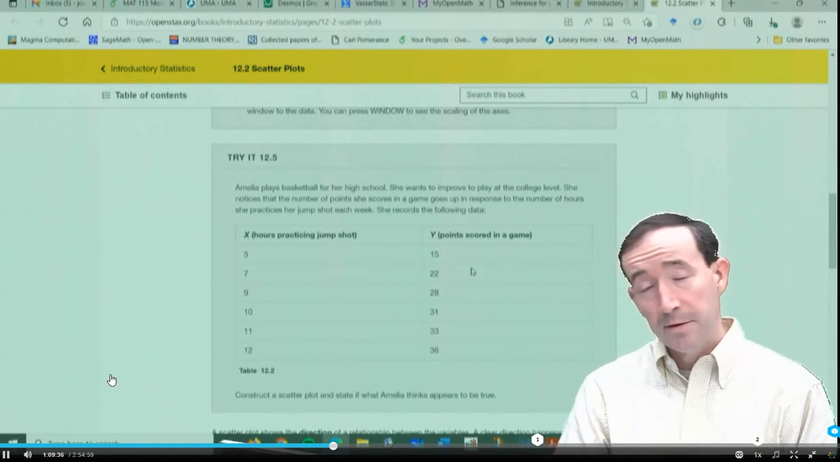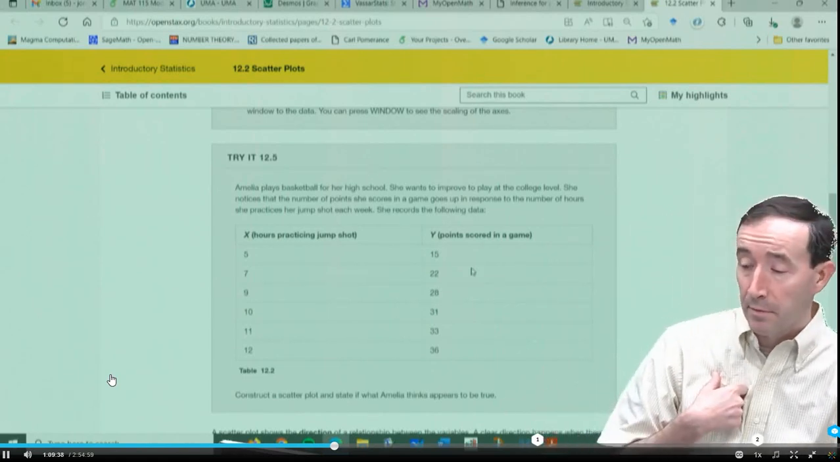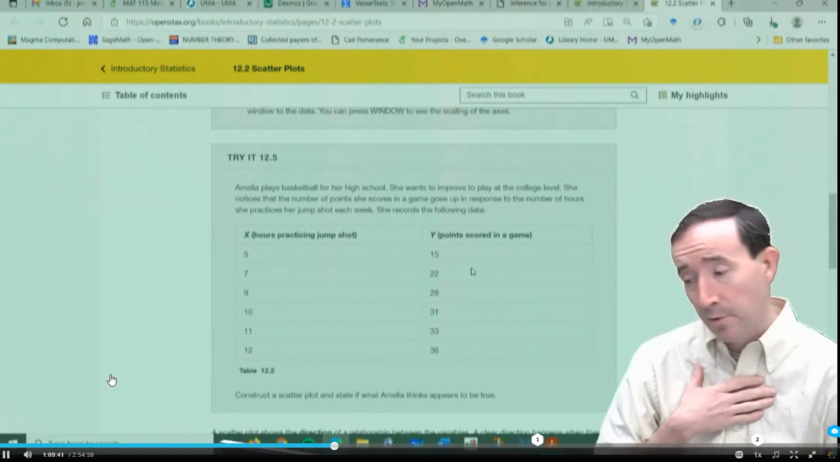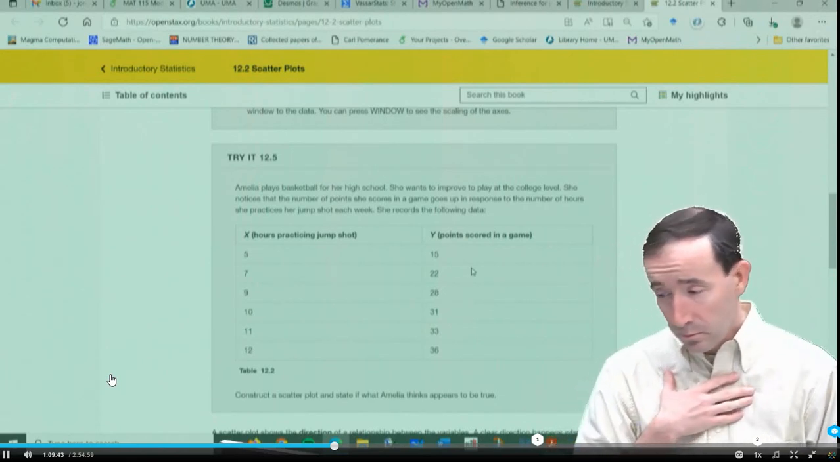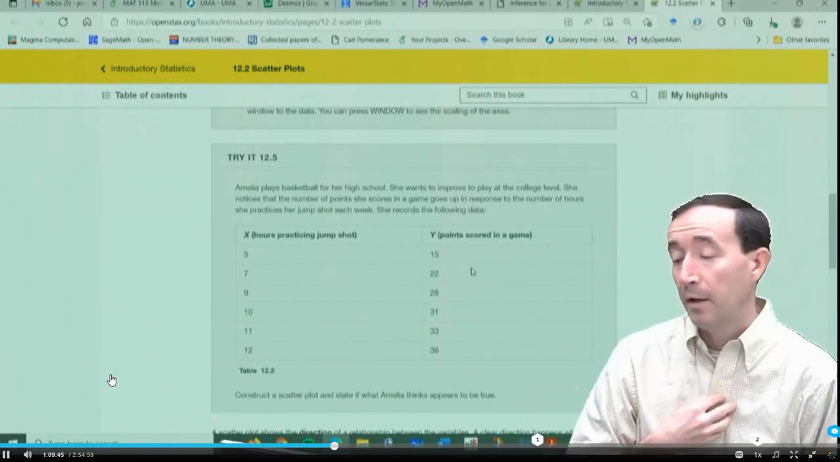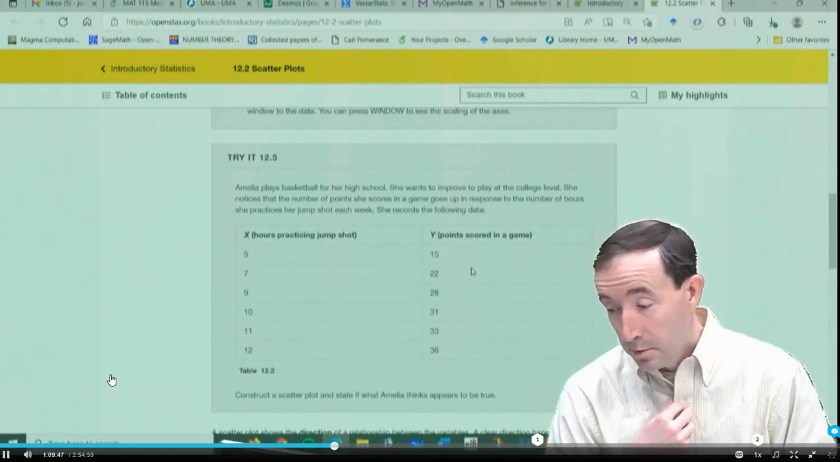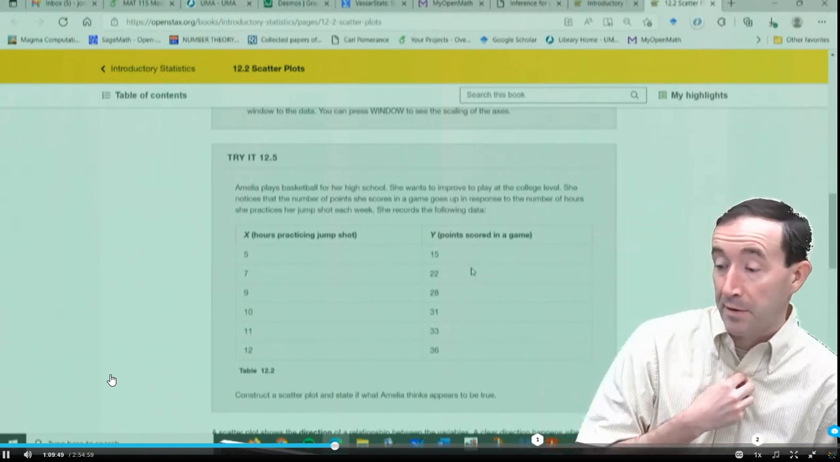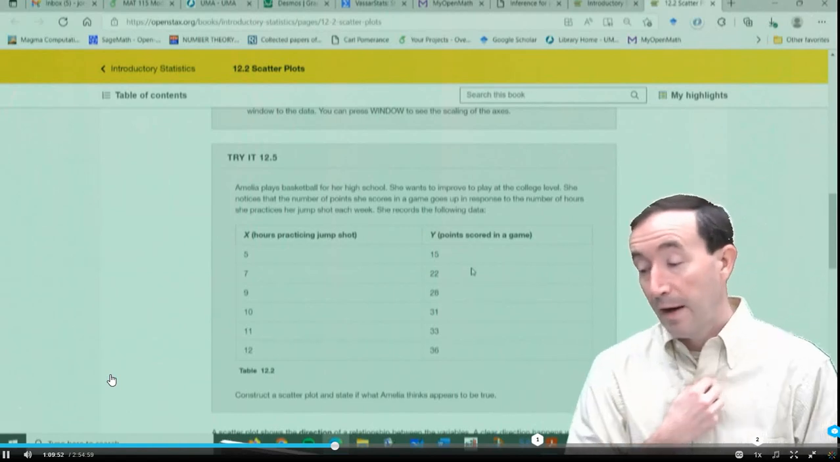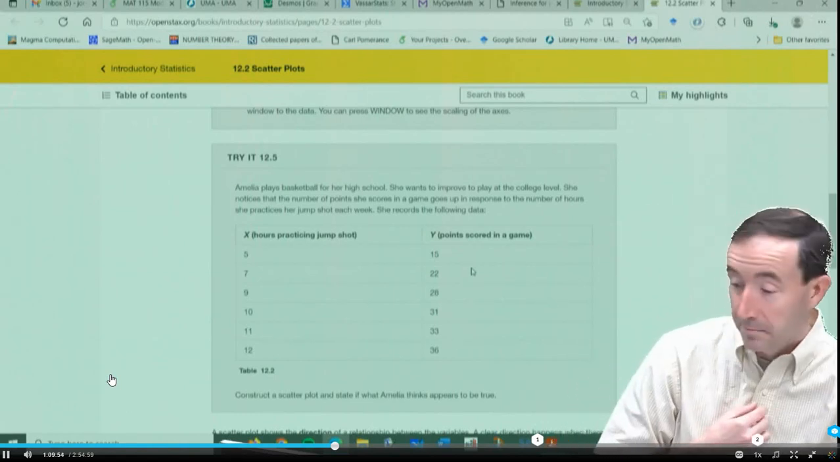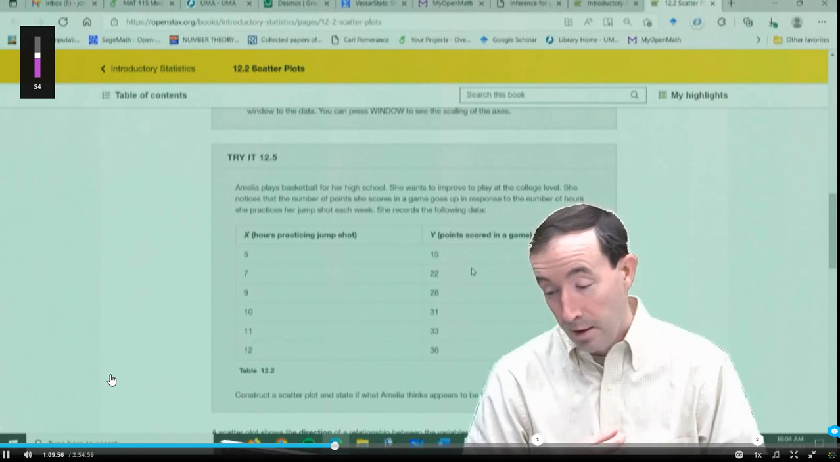All right, so let's do this actually on Desmos and see how this plays out. So this particular question is about a basketball player named Amelia. She wants to improve in order to play at the college level. So she notices the number of points she scores in a game goes up based on the number of hours she practices her jump shot each week. Stands to reason that would work.